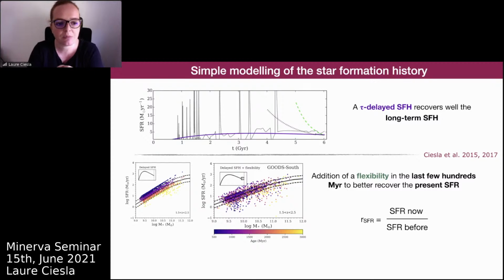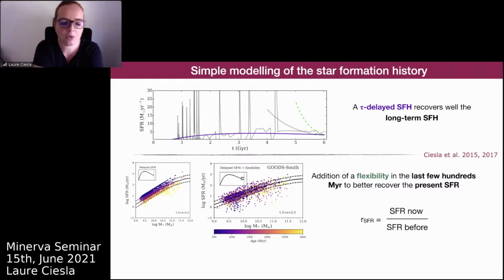And on this simulation, which is the top panel figure, you can see that the tau-delayed SFH recovers quite well the long-term star formation history of the galaxy. But if you look at the end, so at 6 giga-years, you can see that compared to the simulation, which is the gray line, we are quite off if we want to measure a star formation rate. So we need to be a bit more accurate to recover the star formation rate.